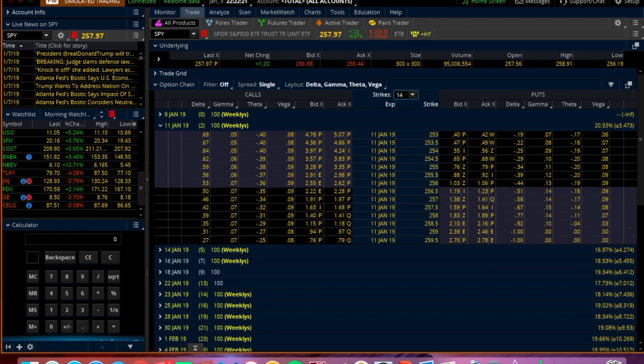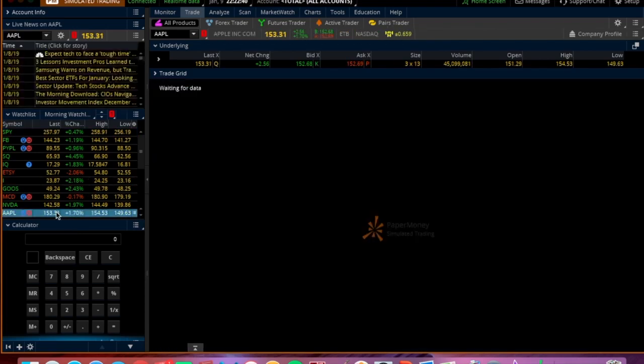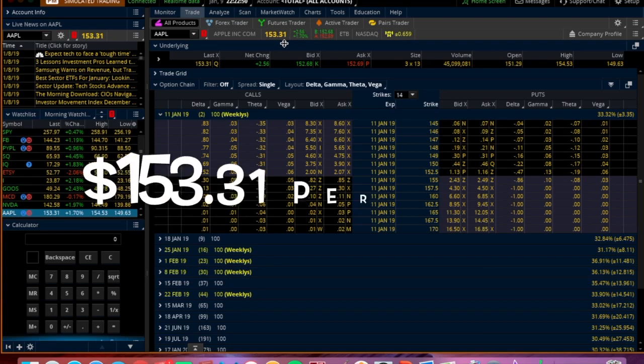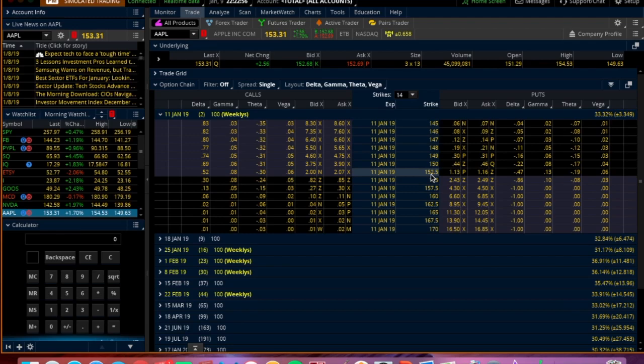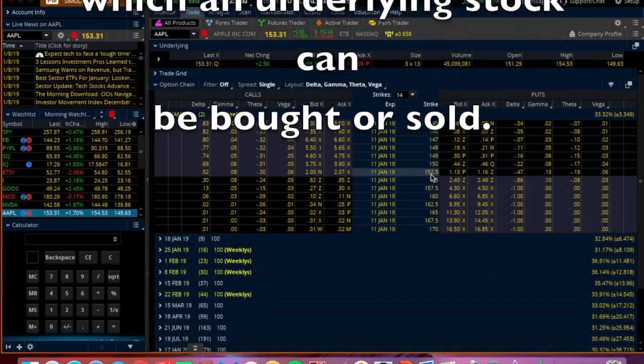Now another focus that I wanted to mention was strike price. The strike price is all of the numbers that you see here. Now these are numbers that are relative to where the actual stock is trading. I wanted to go ahead and focus on a company that a lot of people are aware of, so I wanted to focus on Apple as opposed to the S&P 500. As of right now, this yellow number indicates the price that Apple is trading at, which is around $153.31. The strike price of an options contract is the price at which an underlying stock can be bought or sold.